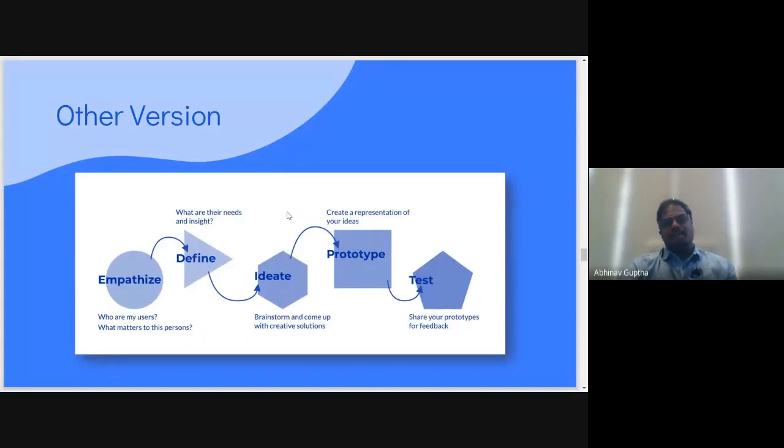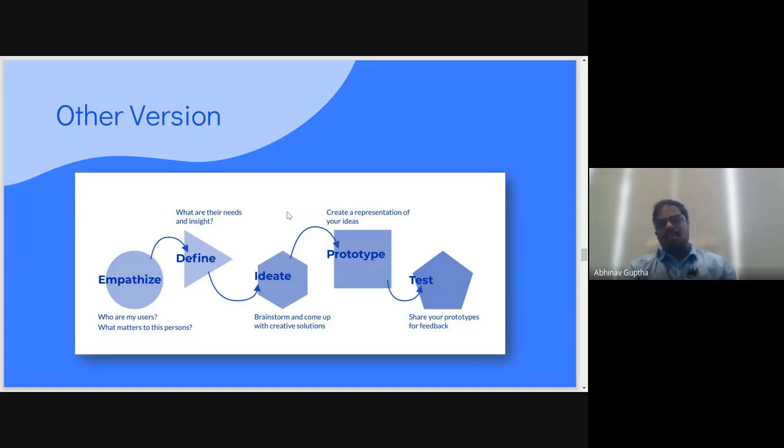Now, what you have here is MIT Media Lab's way of doing it. Whatever I spoke is what is here. So first, you empathize with your user, right? You understand what they are going through, what the pain points are, and then define the problem. You frame a question, and then you ideate more and more solutions, and then you create a prototype, and then you test it with your peers and users to take feedback.